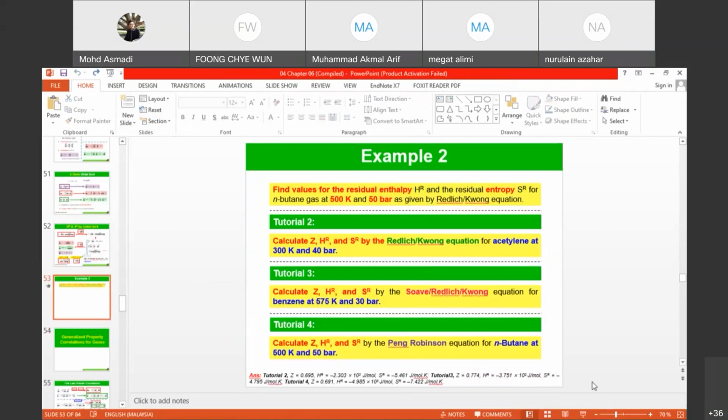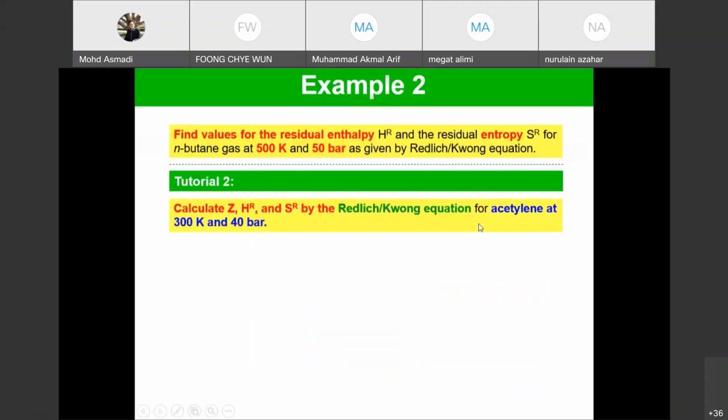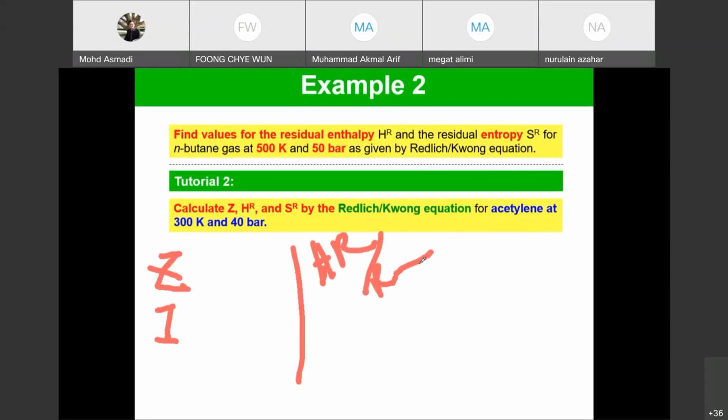Can you do for the acetylene? Do for the acetylene similarly. Before we stop, please do for the acetylene. I want to know Z. Okay, and then I and HR. HR over RT. HR, just directly HR. And SR. Please do. I give you some time.